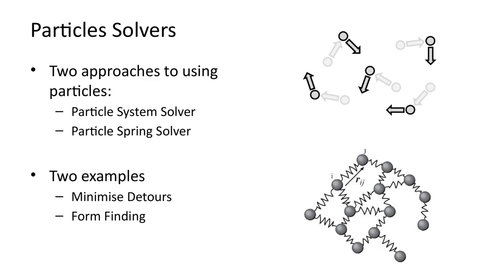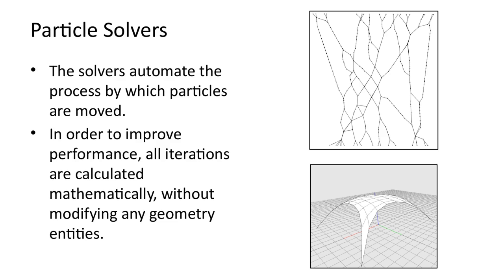We will look at 2 examples. The Minimise detours example uses a particle system solver. The form-finding example uses a particle spring solver. The solvers automate the process of moving the particles. The overall approach used in the 2 solvers is very similar. However, the rules used to move the particles are different in each case.